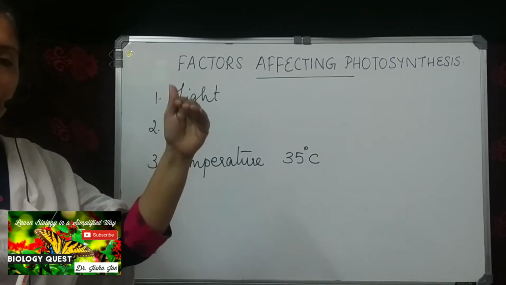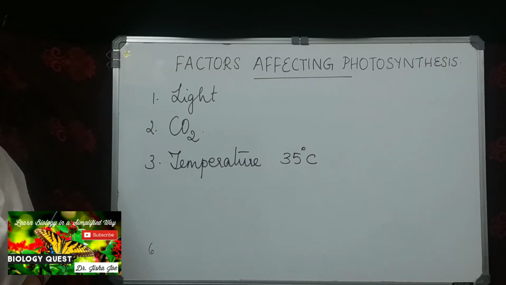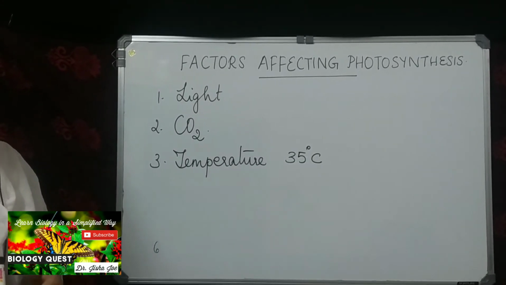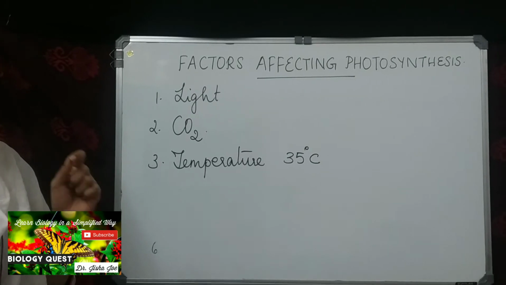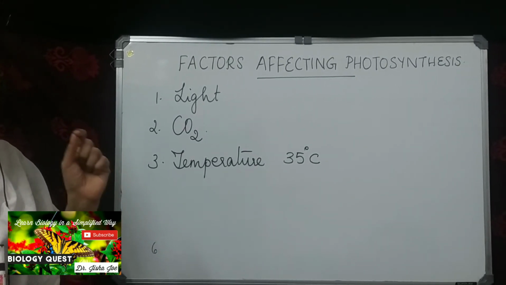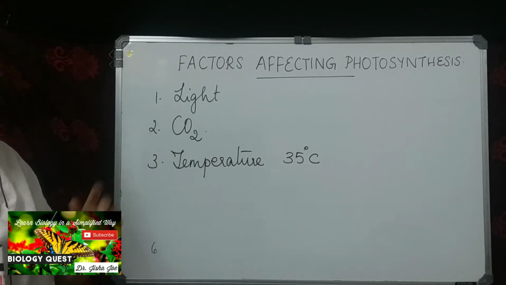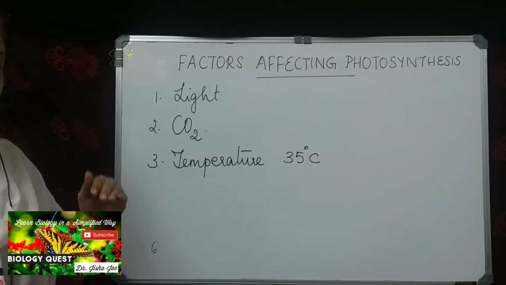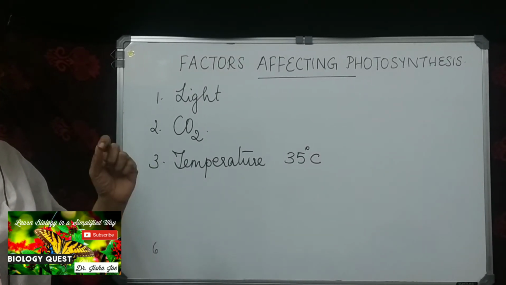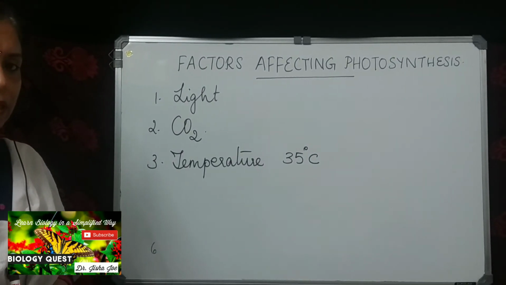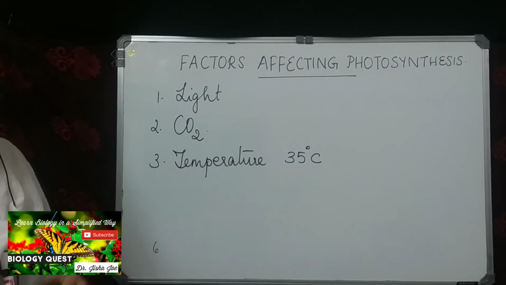If we increase the temperature above 35 degrees Celsius, then the rate of photosynthesis will decrease. So with regard to temperature, we can see that a rise of 10 degrees Celsius up to 35 degrees Celsius doubles the rate of photosynthesis. So if there is a rise in temperature from 10 degrees Celsius to 20 degrees Celsius, the rate of photosynthesis will be doubled. So that is with regard to temperature.